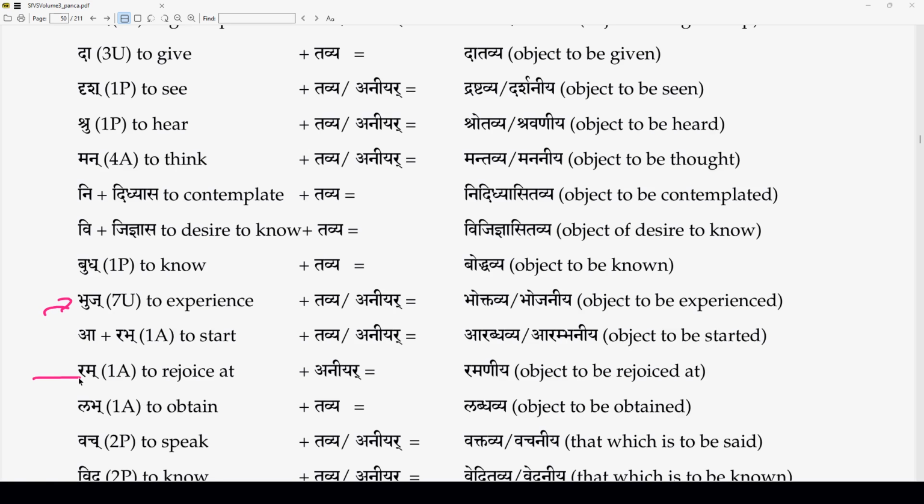Akashasya drishyam. Because we are referring to that scenery, we use drishya in the Napunsaka, and the Visheshanam Ramaniya also comes in the Napunsaka lingam. Akashasya drishyam ramaniyam. Uttaram vaktavyam. So I am using this vaktavya. Uttaram vaktavyam. The answer has to be spoken.